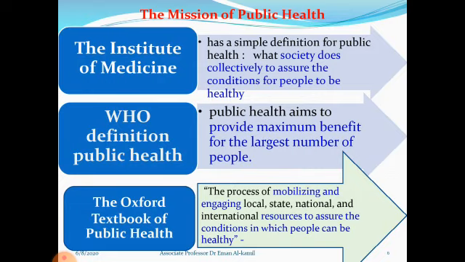Another definition of public health states that the main aim is to provide maximum benefit for the greatest number of people, while experts of public health define public health as the process of mobilizing and engaging local, state, national, and international resources to assure the conditions in which people can be healthy. That means how we can use the available resources and mobilize them in order to improve the health of the people as a whole.